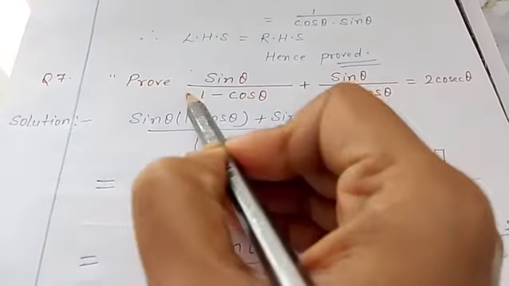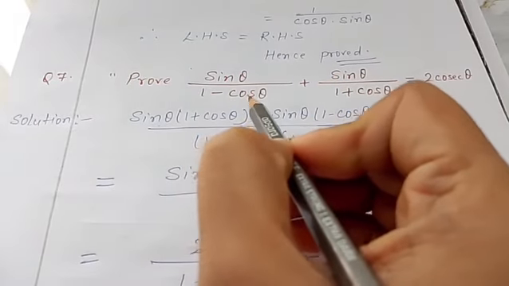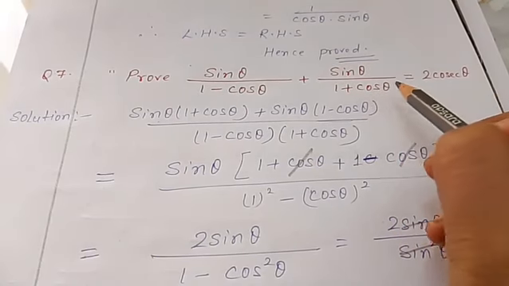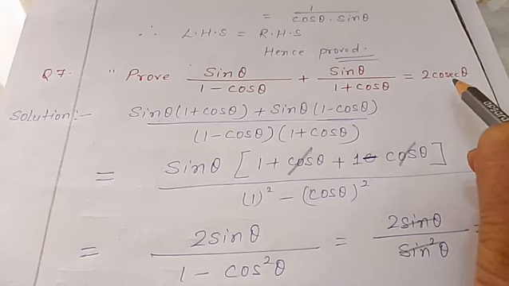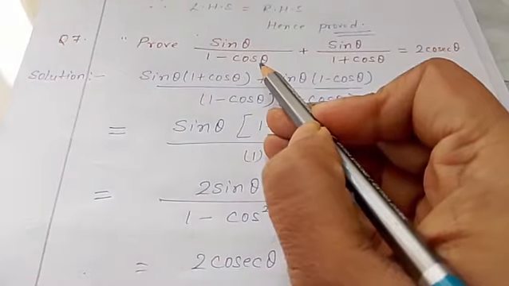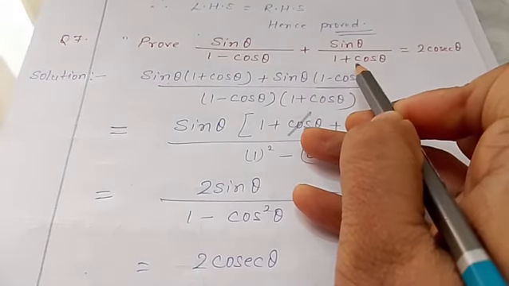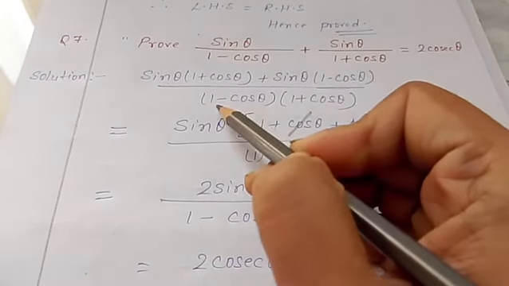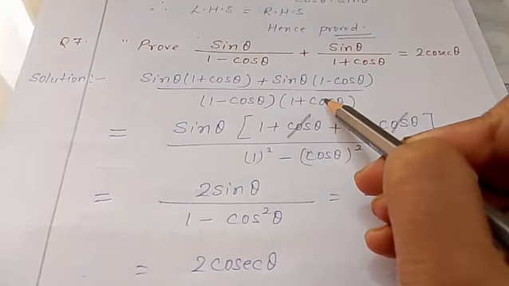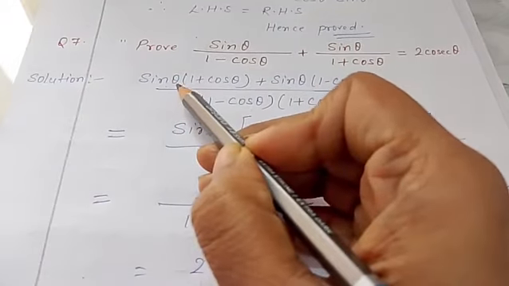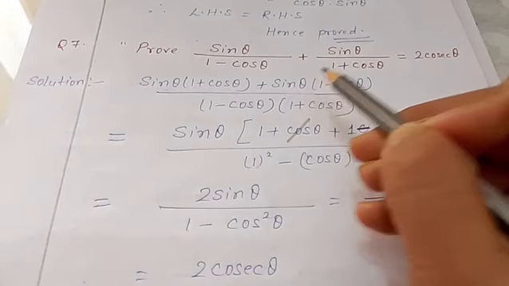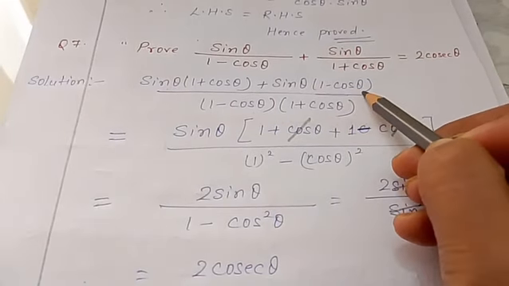Question number 7. Prove sin theta upon 1 minus cos theta plus sin theta upon 1 plus cos theta is equal to 2 cosec theta. Add the two fractions. Write the common denominator 1 minus cos theta into 1 plus cos theta. Numerator becomes sin theta into 1 plus cos theta plus sin theta into 1 minus cos theta.